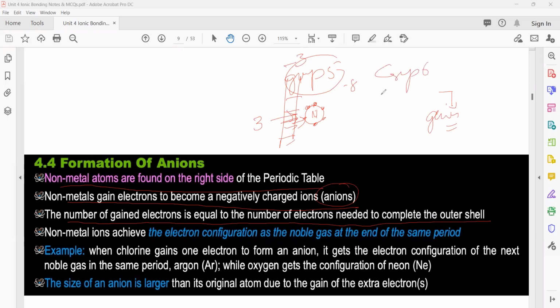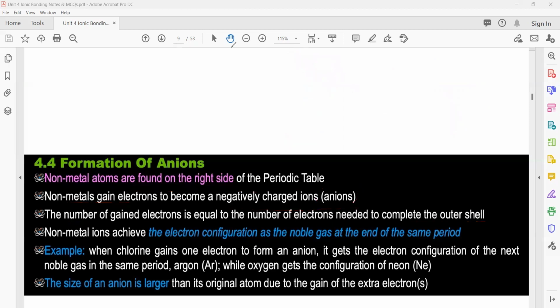In group 6, how much do all the atoms need? 2. In group 7, how much do they need? 1. So like this, from the group number of a non-metal, you can see how many electrons are needed to complete their last shell. Again, why do they gain electrons? Because they want to have the electronic structure like noble gases, with the last shell complete. When you're talking about nitrogen, before it has 5, it will take 3 more, then the last shell becomes 8. So this is like a noble gas. Any confusion? Please confirm.